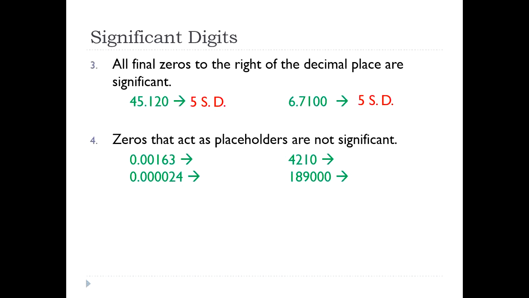So let's count these. 0.00163, these zeros don't count, and so we have 1, 2, 3 significant digits. Again, the beginning zeros don't count, and we have 1, 2 significant digits. How about this number? We have 1, 2, 3. That last zero doesn't count, it's just a placeholder, and so that's 3 significant digits. And the last number, again, that's 3 significant digits.